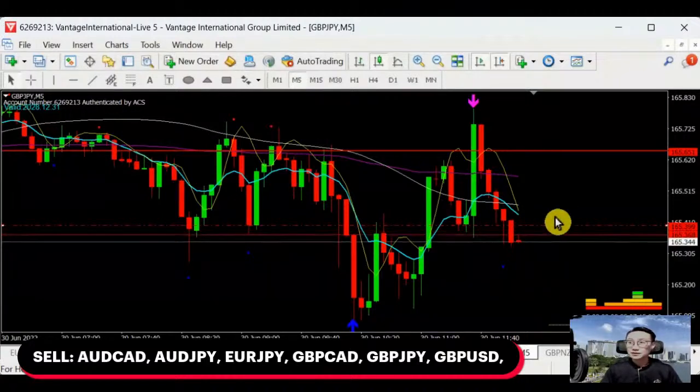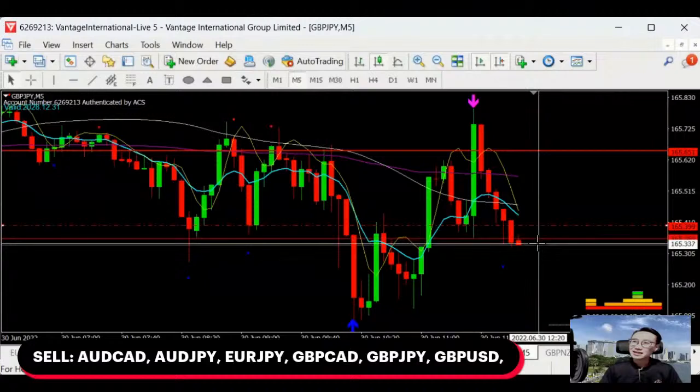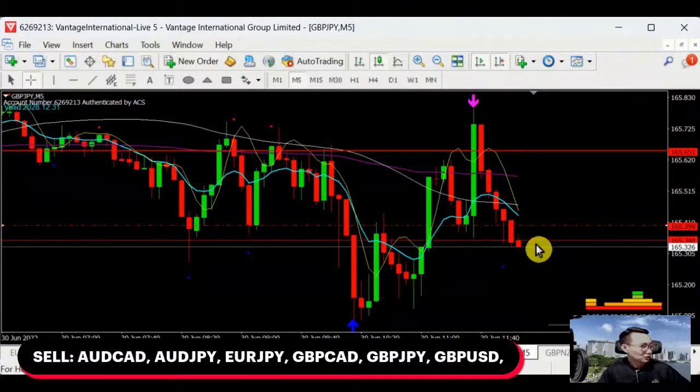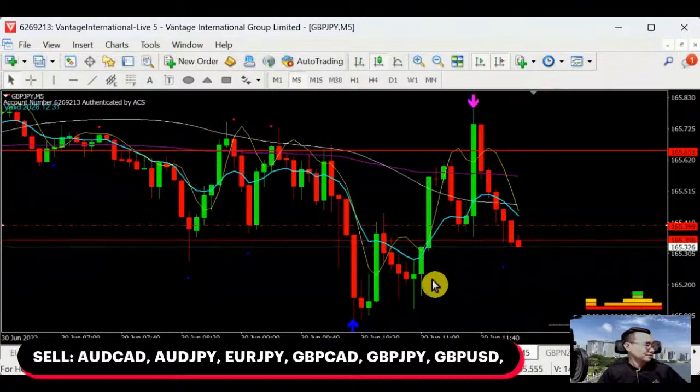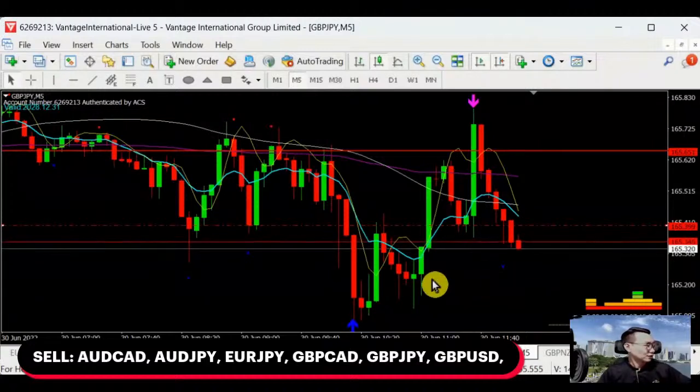Alternatively, with a candle like this, I enter a trade and go for a 5. So this is Pound Yen. Before it hits my support, I enter the trade, and I go for a 5.